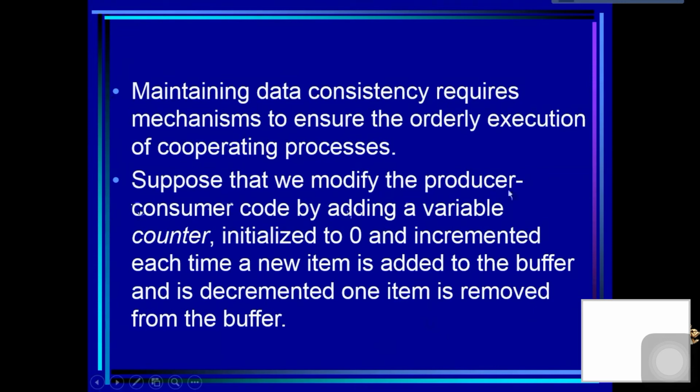Okay, first, suppose that we modify the producer-consumer code by adding a variable counter initialized to 0 and incremented each time a new item is added to the buffer, and is decremented when one item is removed from the buffer.